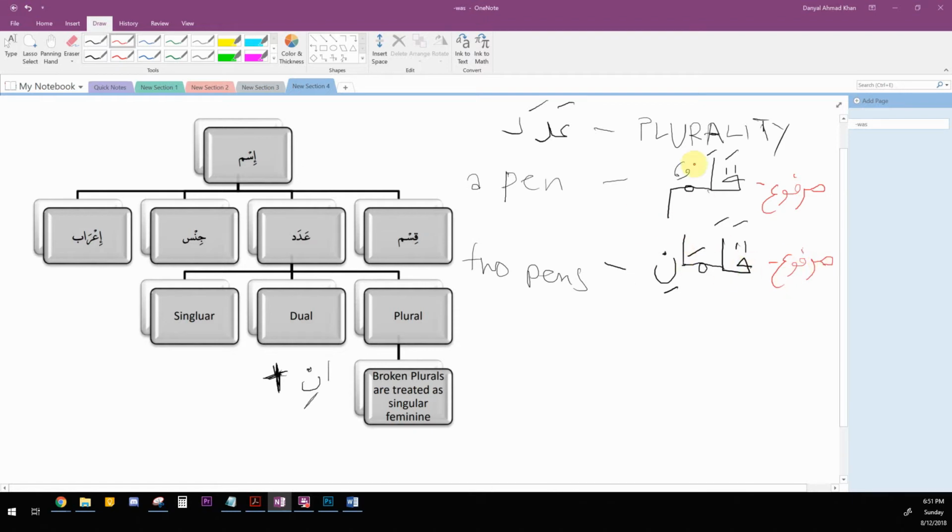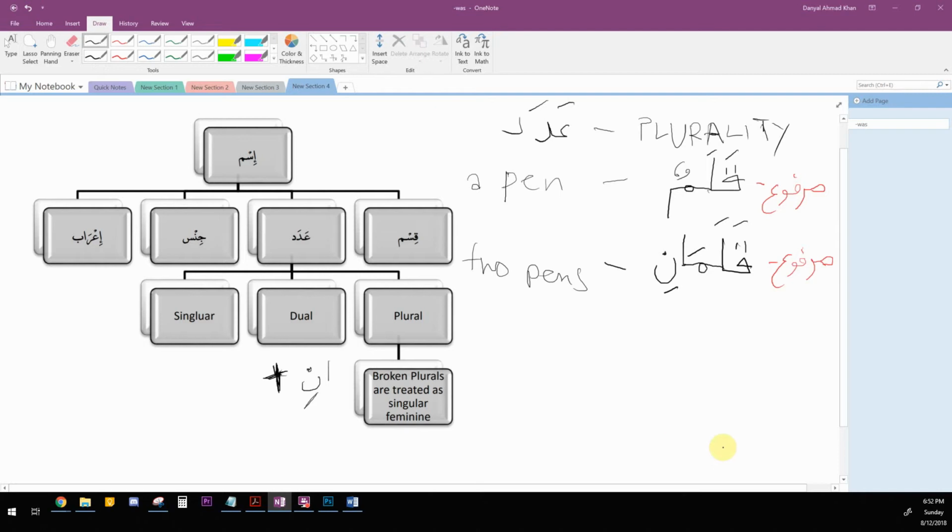Okay, so once again, here's another example of a word being in the marfu' state and not having a dhamma. Here it's clear that it's in the marfu' state, the state of dhamma, and here it's not, and it is indicated by just knowing. The alif nun is indicative of the marfu' state. You have to just know that.